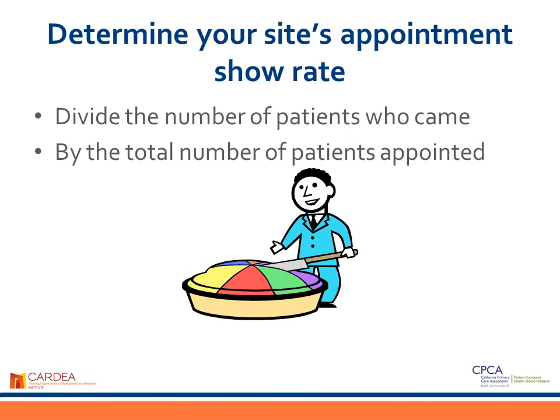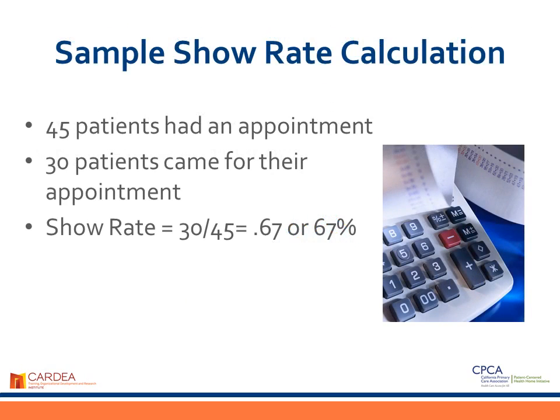Next, you will divide the total number of patients who came for their appointment by the total number of patients that were appointed. Here's a quick example. There were 45 patients who had an appointment. 30 of those patients came for their appointment.